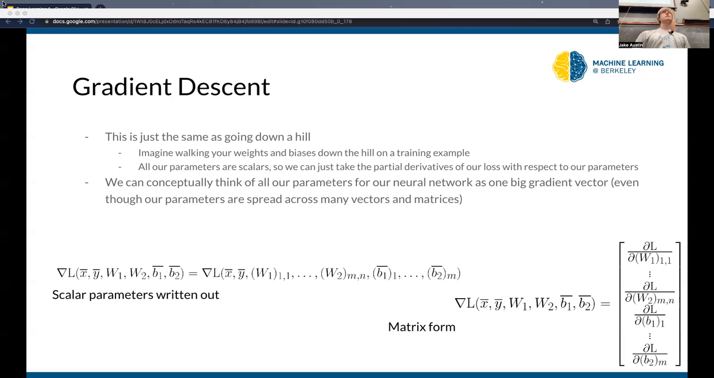Yes, friend? What can you do with those partial derivatives to change the weights? Yeah, how? I mean, this is just a continuous function, right? So you can take partial derivatives of the output with respect to the input. It's a very complex, very high-dimensional function, but it's all continuous at the end of the day.